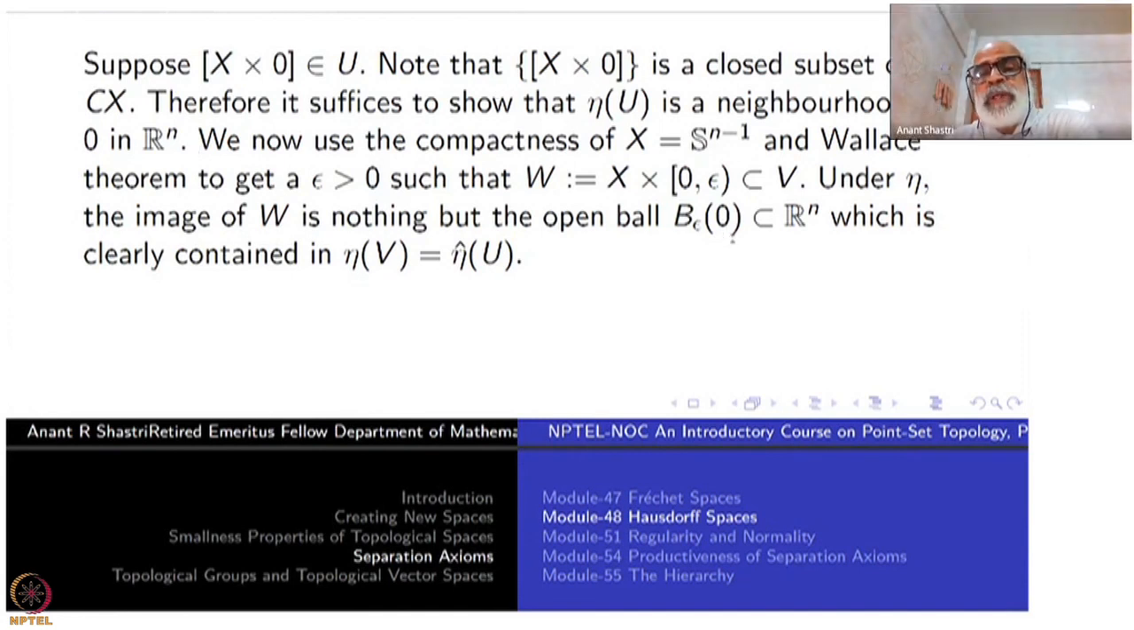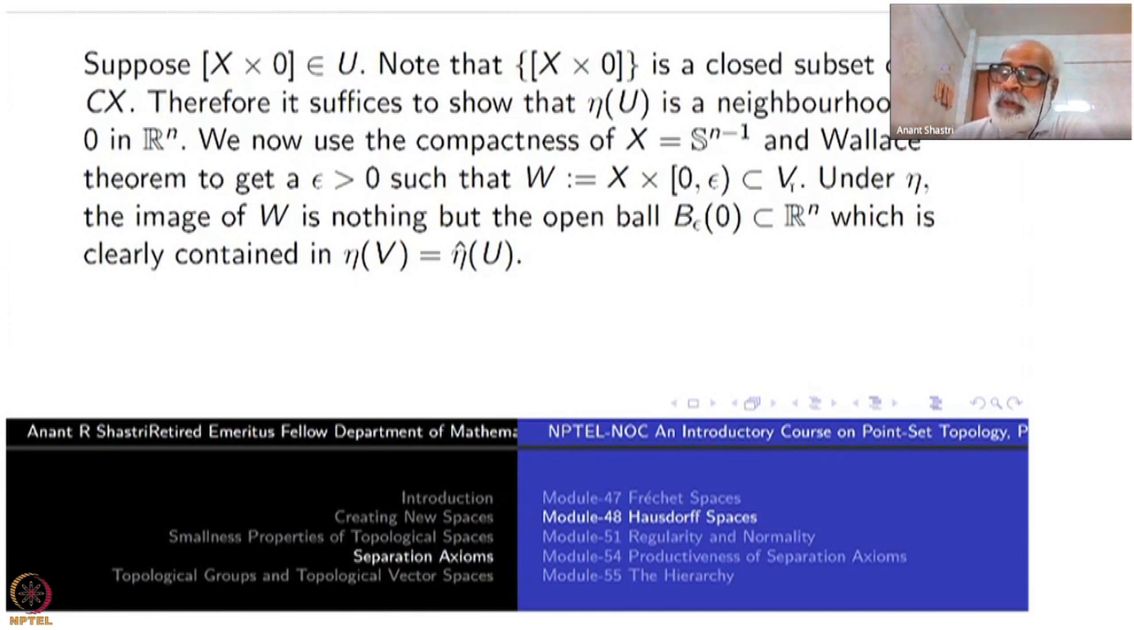This point is coming to that point, right? So the rest of them is no problem. Its only problem is why it is a neighborhood of this X cross 0. Okay, it's a neighborhood of 0 in Rn. We now use the compactness of X equal to Sn minus 1 and Wallet's theorem to get an epsilon positive such that this W is equal to X cross 0 epsilon, okay, is contained inside V.